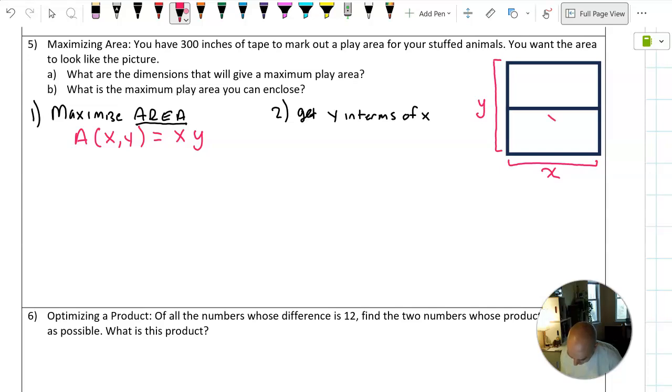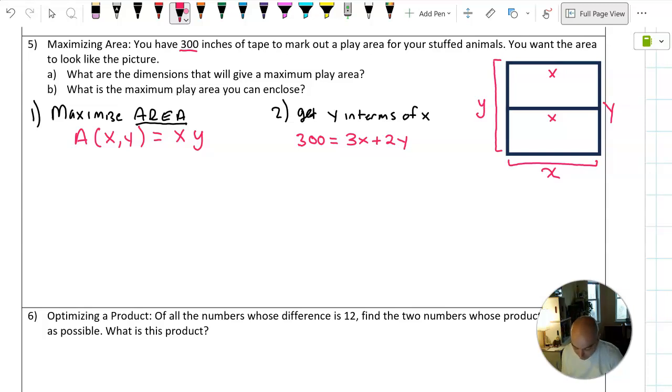So this is x. That's also an x. That's also an x. And this long length here is also a y. And this is where we can start to use our constraint. We've been told we have 300 inches of tape, so we can write the equation 300 is equal to 3x plus 2y.